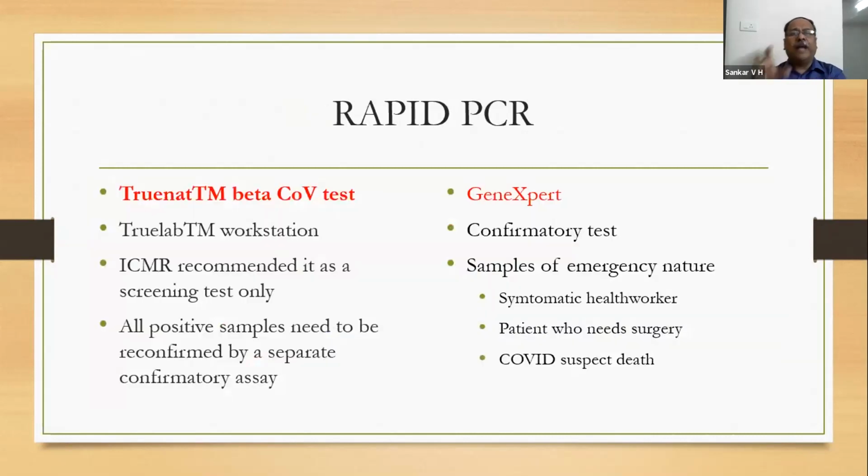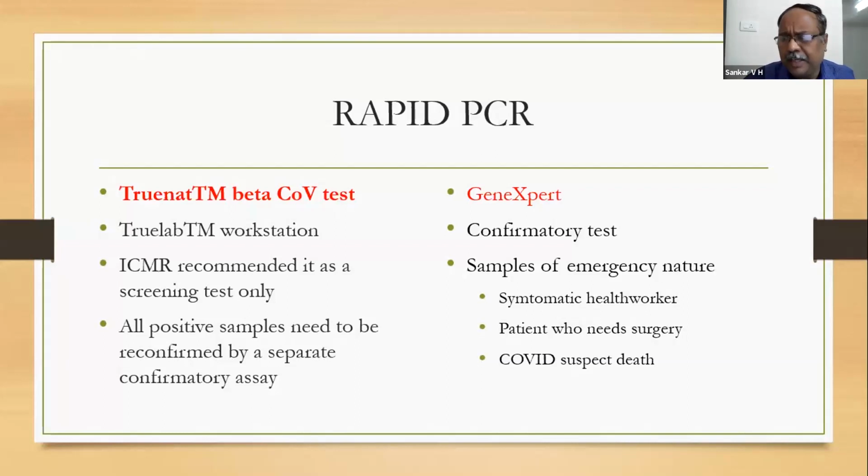So there is a concept of rapid PCR, because conventional real-time RT PCR will take 6 to 8 hours or 24 hours to get the result. There is the TrueNat beta COVID test, a small machine where they test only one gene. So sensitivity will be a little bit less, but you can do it because cost is less and results are fast, 2 to 3 hours. But ICMR recommended this only as a screening test. All positive samples need to be reconfirmed by a separate confirmation assay.